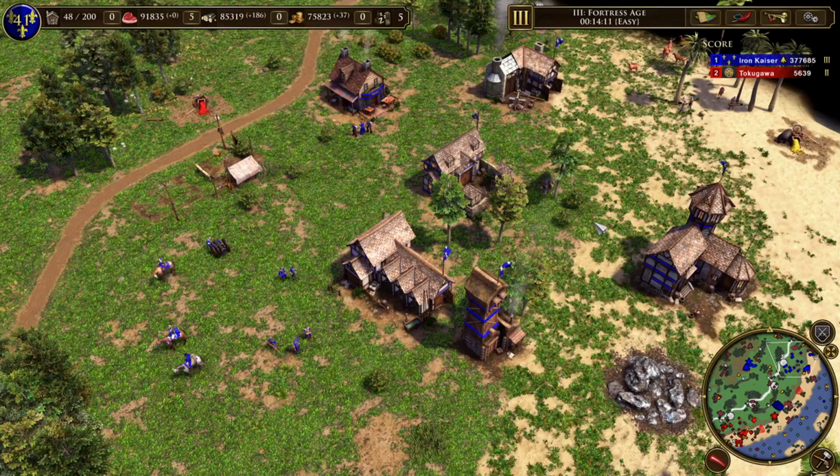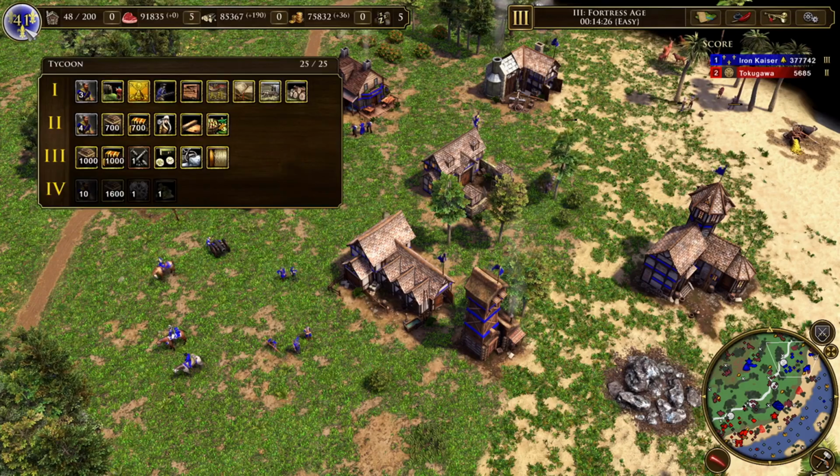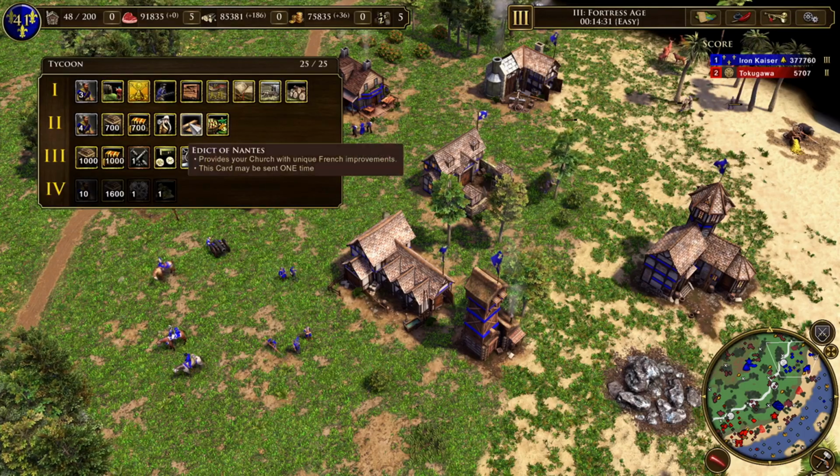The second mod that I want to introduce to you today is called the Better Unique Church Card Descriptions mod. It's a little bit more niche, but I think it's a very useful mod that everybody should download and try out. Let me show you what it does. Let's say that you're looking through the home city decks of your favorite European civilization, and you mouse over the unique church card. Here we've got for the French, the Edict of Nantes.